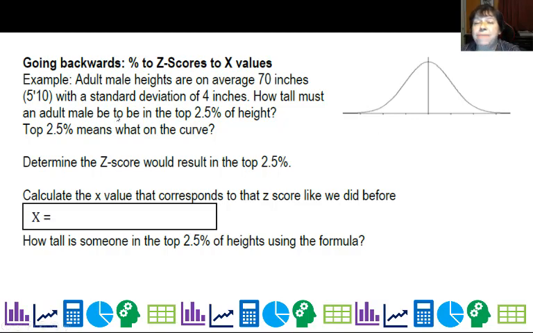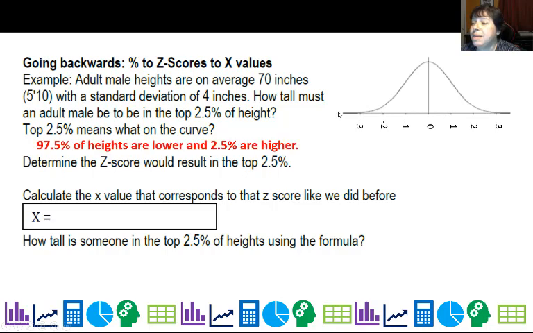All right, adult male heights are on average 70 inches with a standard deviation of 4 inches. So we've seen this data before. How tall must an adult male be to be in the top 2.5% of heights? And what does the top 2.5% really mean on our curve? Well, basically it means that 97.5% of the heights are lower and 2.5% are higher.